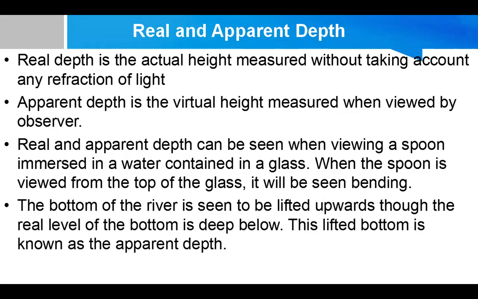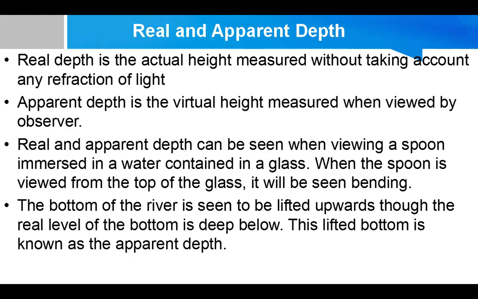Let's see what the real and the apparent depth are. When we're talking about the real depth, we mean the actual height measured without taking account of any refraction of light, while the apparent depth is the virtual height measured when viewed by an observer after the refraction. The real and the apparent depth can be seen when, for example, viewing a spoon immersed in water contained in a glass. When the spoon is viewed from the top of the glass, it will be seen as bent.